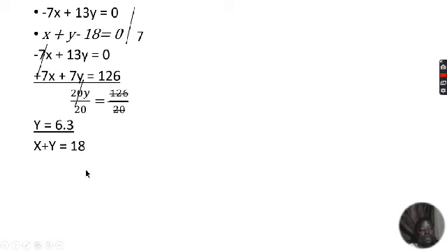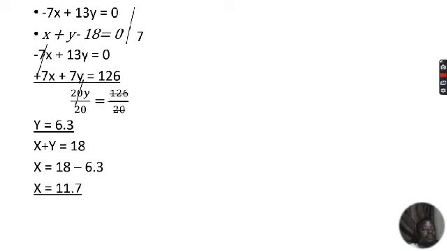Next, we are going to solve now for x. Remember, I have already solved for y. So where there is y, we just put the value of y, which is 6.3. And it will be as follows. x is equal to 18 minus 6.3. And this is going to give us x is equal to 11.7. So our value for x is 11.7.